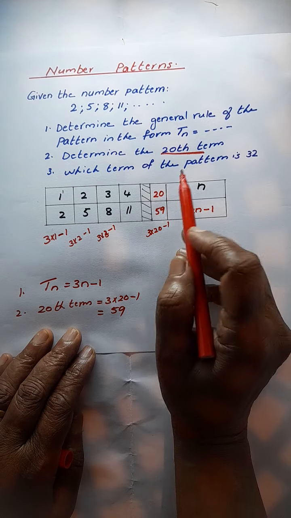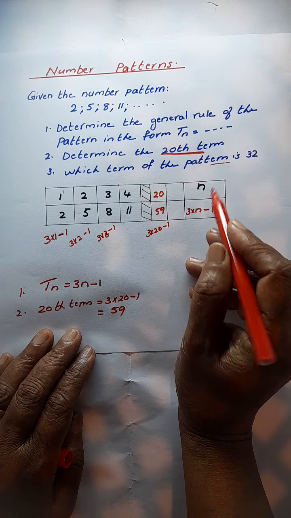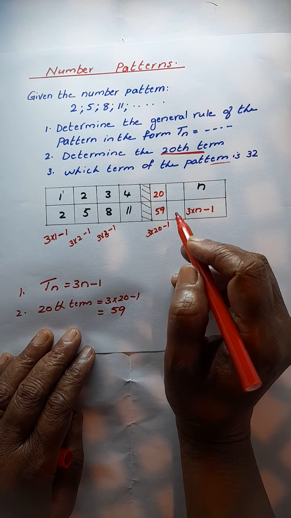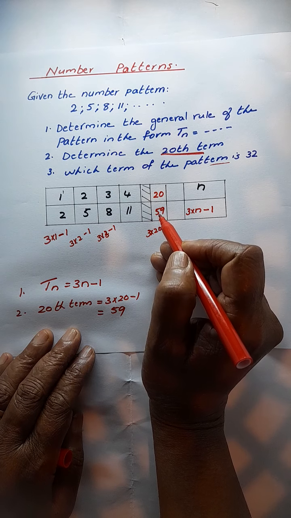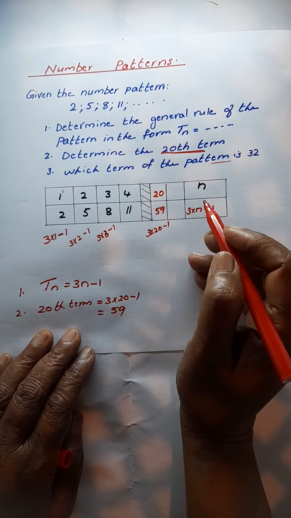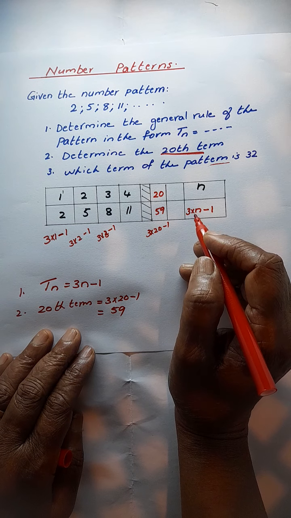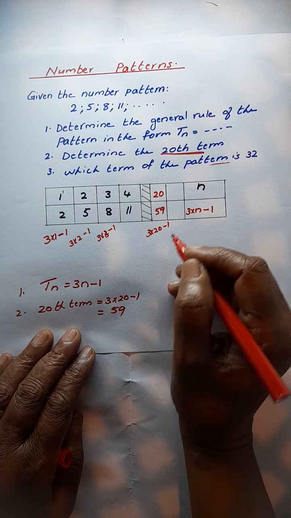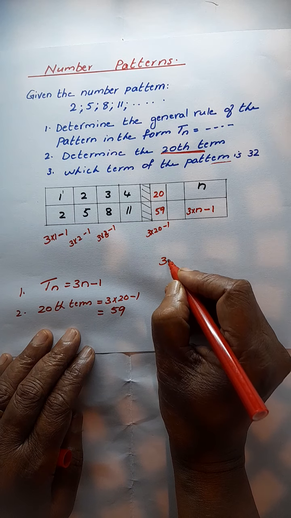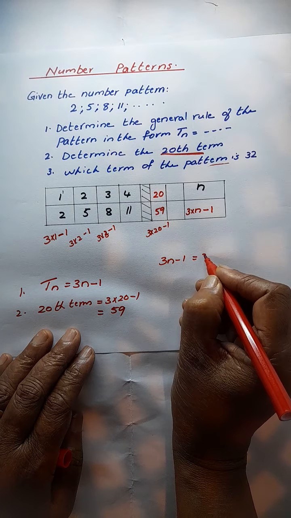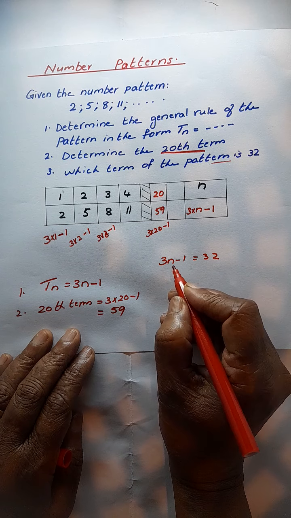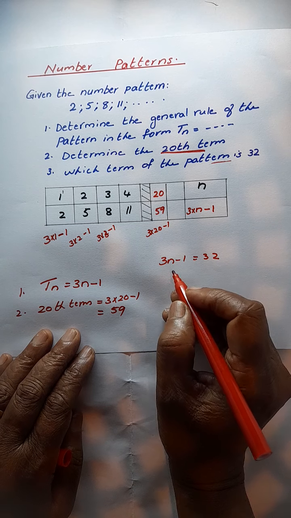Now we have to find 32. Which term is 32? Now we know 59 is the 20th term, 11 is the 4th term. So there is a term 32, which term is that? So we will use this formula. 3n minus 1 is 32. So let's solve for n. That will give you the position of the term.